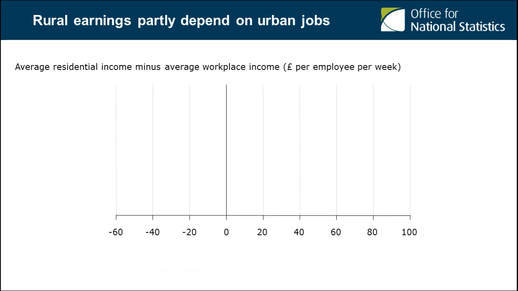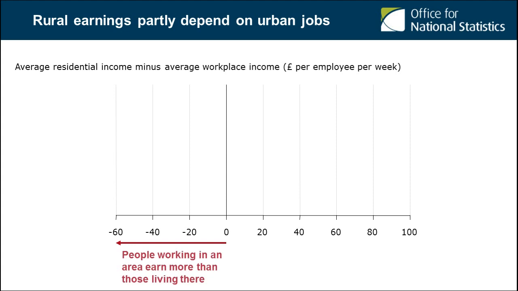Earnings data allow us to compare the earnings of people by local authority using the rural-urban local authority classification. This graph shows the average income for residents in each local authority minus the average for those working in each local authority. Therefore, a negative value means those working in a local authority earn more than those living there, although there will be some people who live and work in the same area.